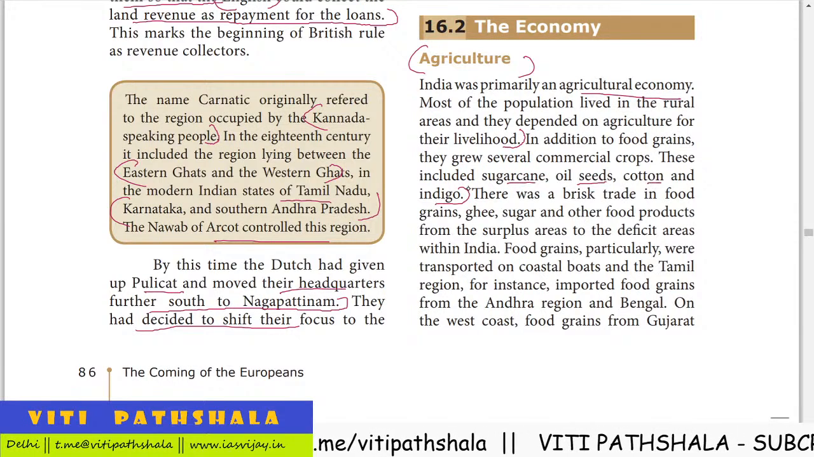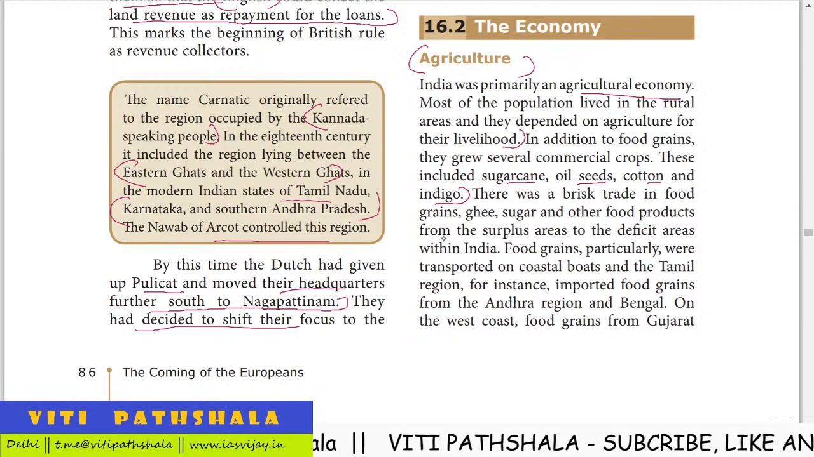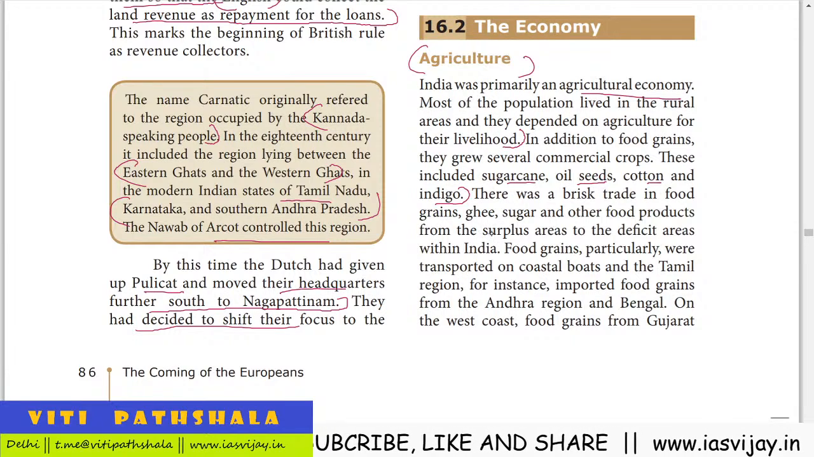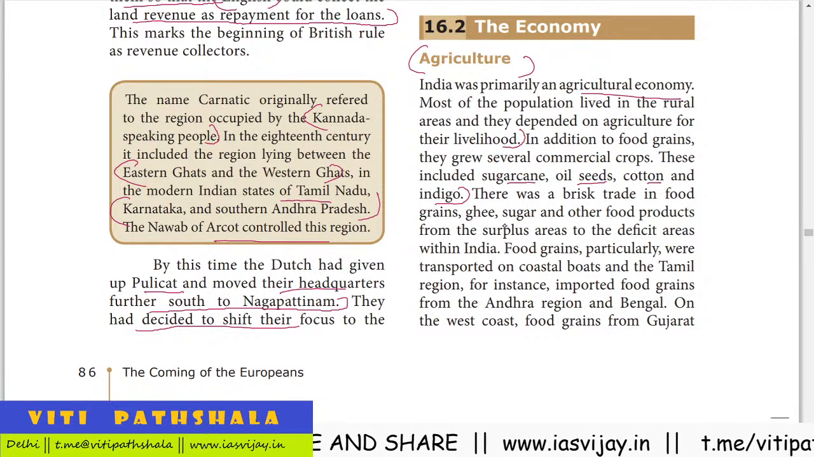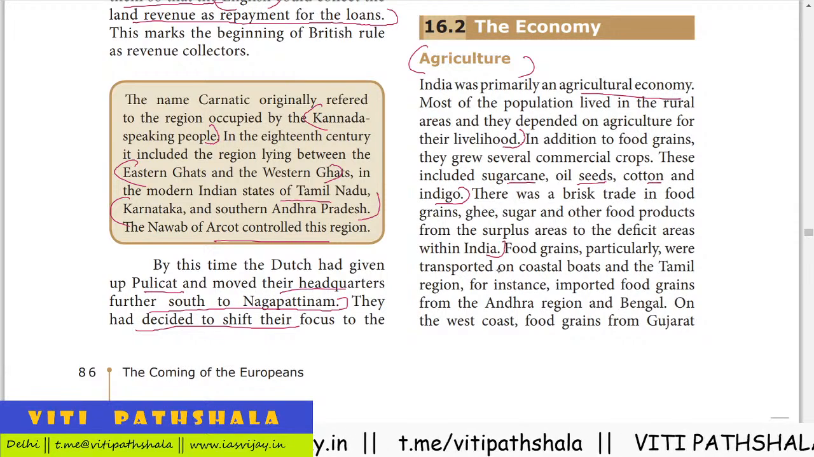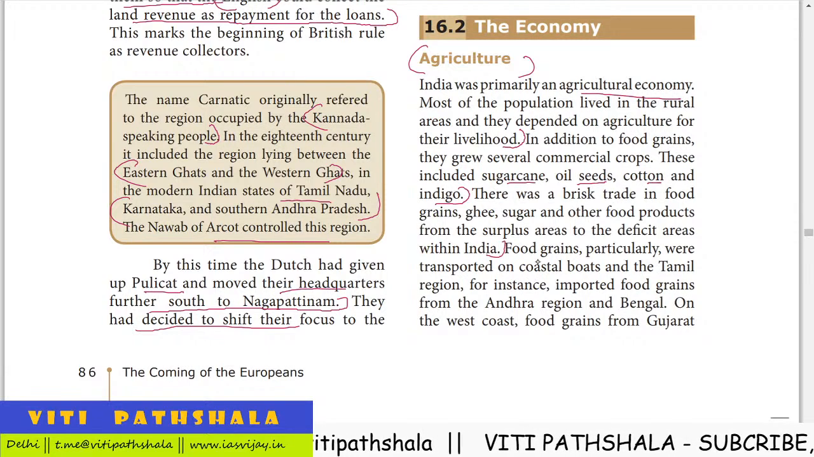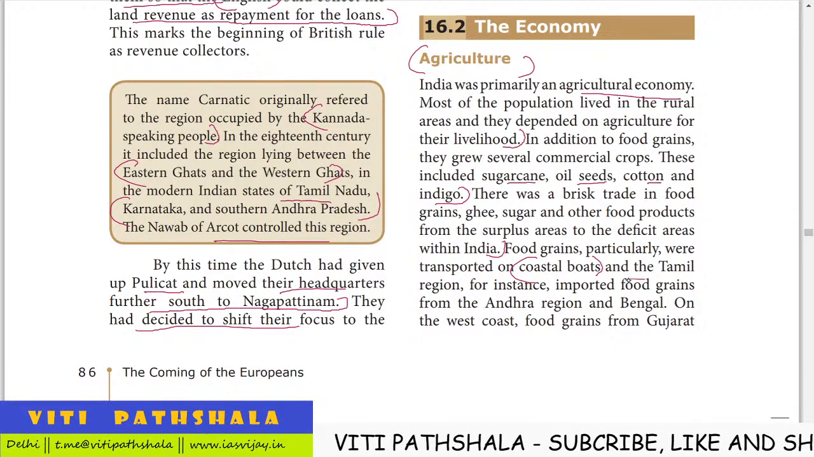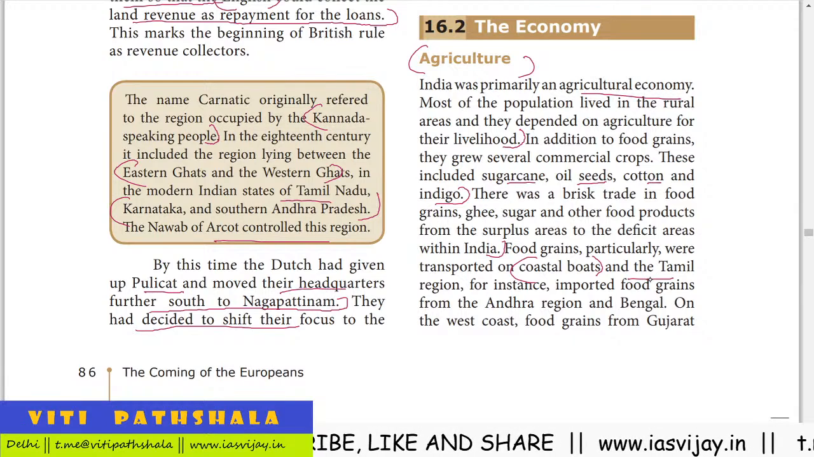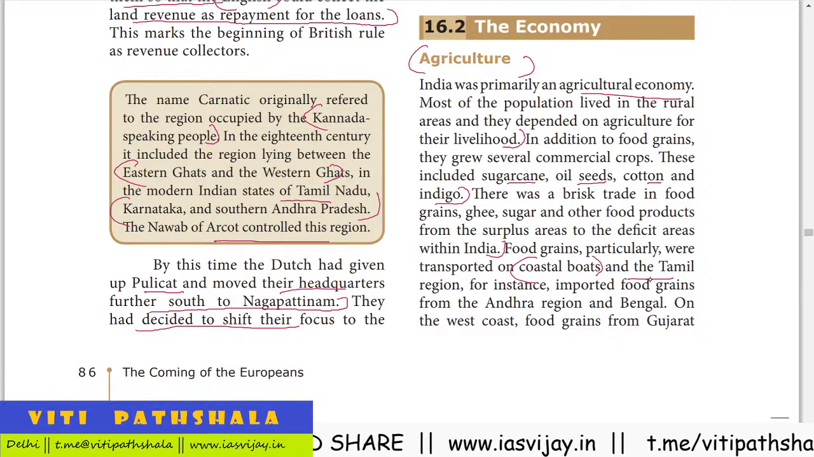Now there was a brisk trade in food grains, ghee, sugar, and other food products from the surplus areas to the deficit areas within India. Now food grains particularly were transported on coastal boats, and the Tamil region, for instance, imported food grains from the Andhra region and Bengal.